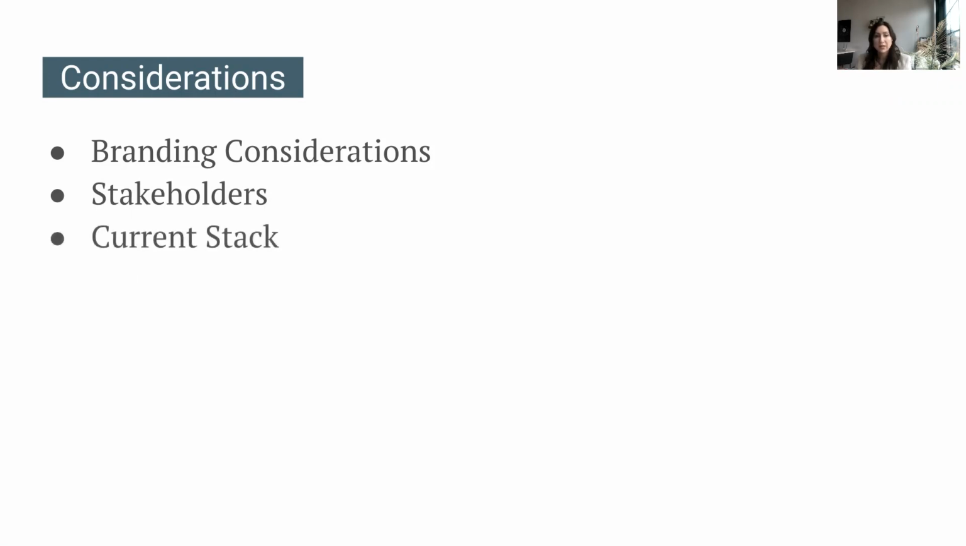Current stack, where does your existing design system live? Would it be simpler to use Figma, Confluence? Where will your end product live?